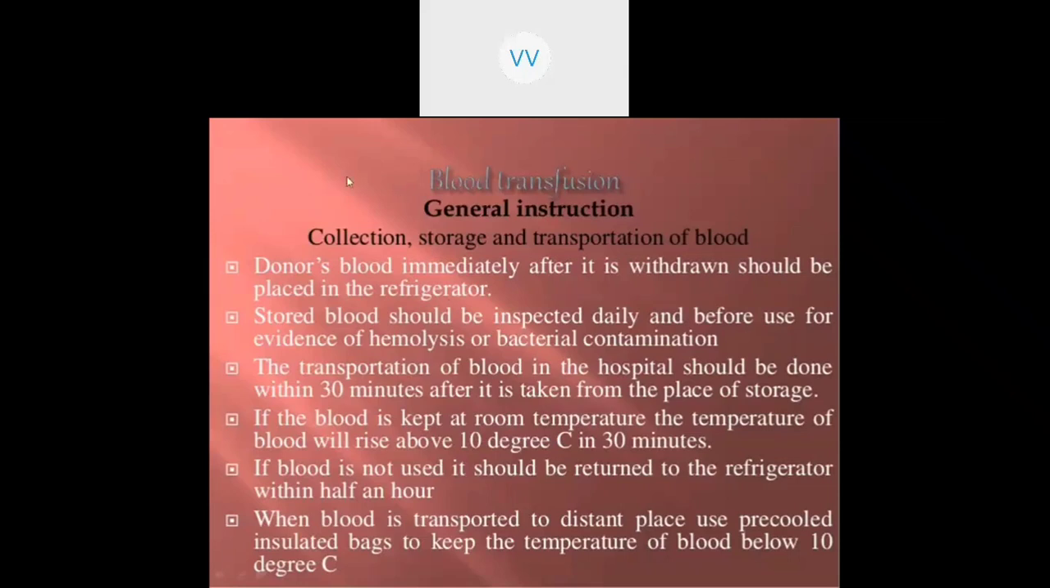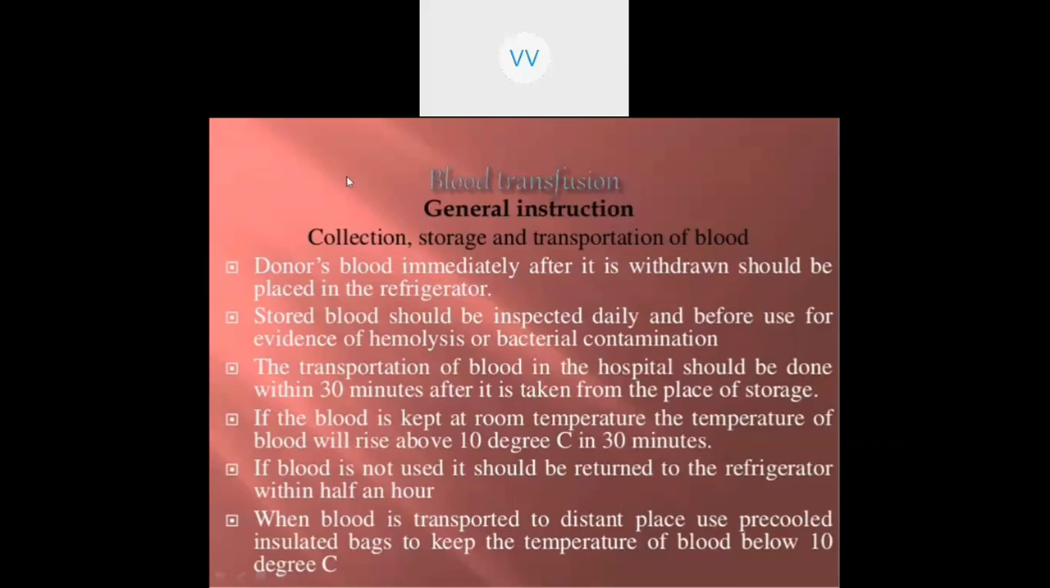First, the donor's blood, immediately after it is withdrawn, should be placed in the refrigerator. Stored blood should be inspected daily or before use for any evidence of hemolysis or bacterial contamination. Hemolysis means any breakage of blood, any breakage of red blood cells.